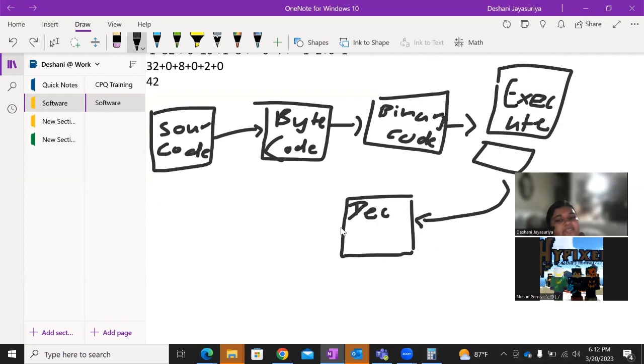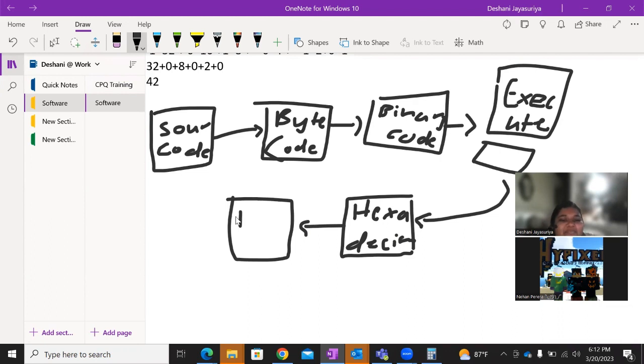Actually, before this, it will be converted to hexadecimal first, then decimal, right? Because the computer will give the answer in this format. So it goes back to whatever the language, not only English. It can be Japanese, it can be any language that the computer needs to execute. So next, you will convert it to decimal, and then you will see the things in English afterwards, right?